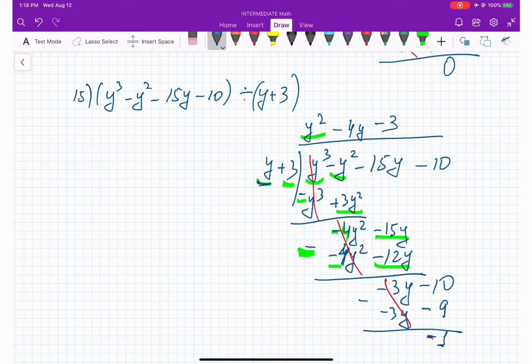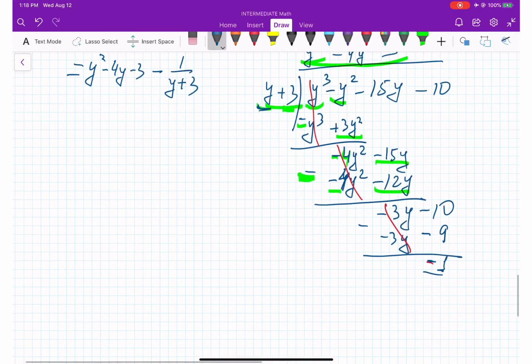So the answer is going to be the whole this part, which will be y squared minus 4y minus 3, and minus 1 over y plus 3, which is negative 1 to be divided by y plus 3. We mean this one, y plus 3, which is the same thing here. Okay? All right. Next, number 16.